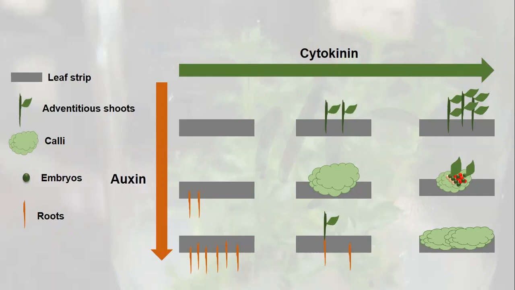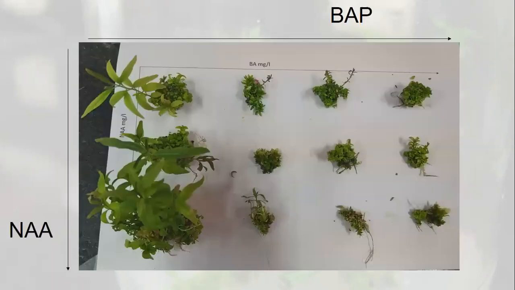Higher cytokinin promotes shoot organogenesis, whereas lower cytokinin promotes shoot growth, and higher auxin results in rooting. A middle concentration of both auxin and cytokinin is a compromise that may result in the formation of callus. And at some callus concentrations, you may also get embryos. These are the somatic embryos. So this is the process of morphogenesis.